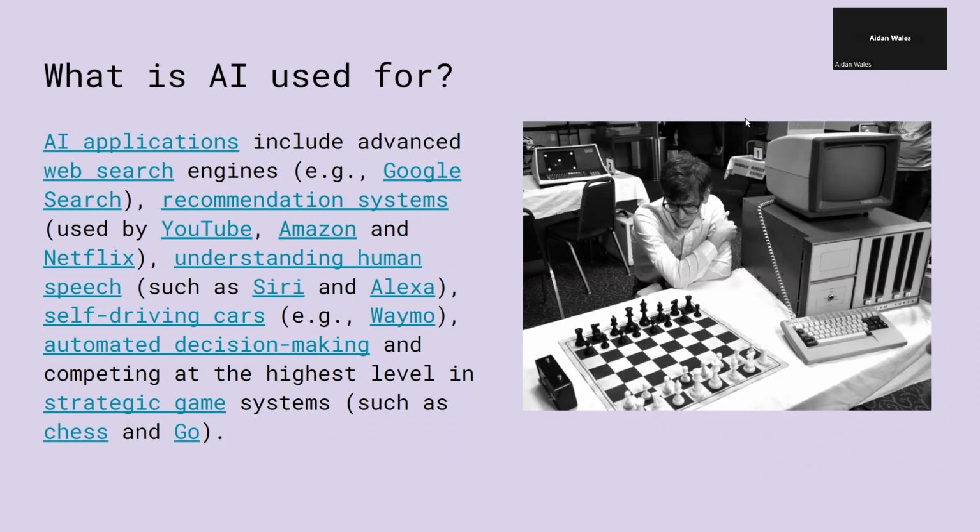But it's different things to different people, like the Steven Spielberg film AI. That was about a robot boy, right? But this is obviously not a robot boy, it's a computer playing chess. So it takes on many different forms.